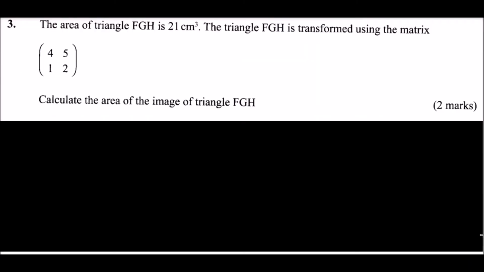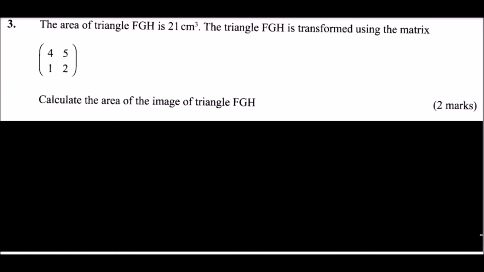Question number 3, we are told the area of a triangle FGH is 21 centimeters squared. The triangle FGH is transformed using the matrix 4, 5, 1, 2. Calculate the area of the image. So the area of the image of the triangle FGH.